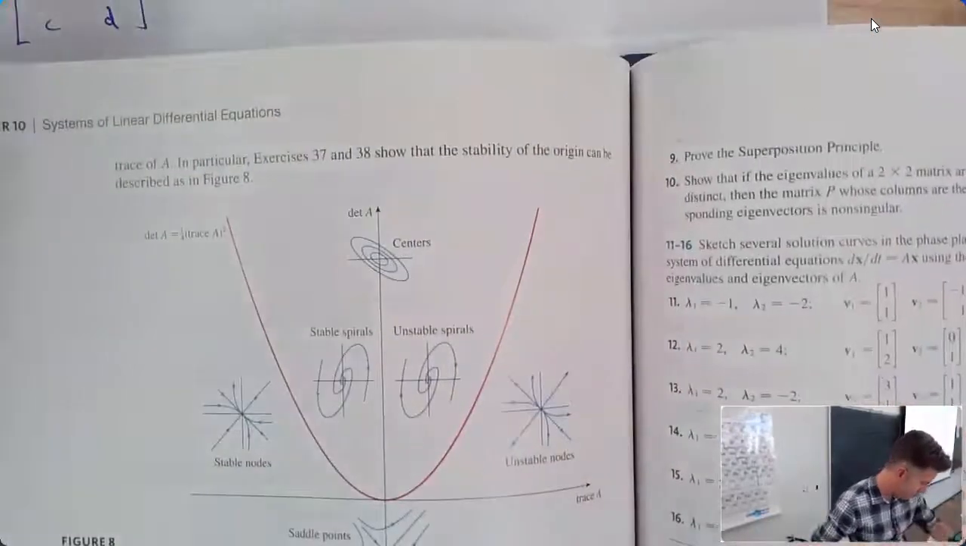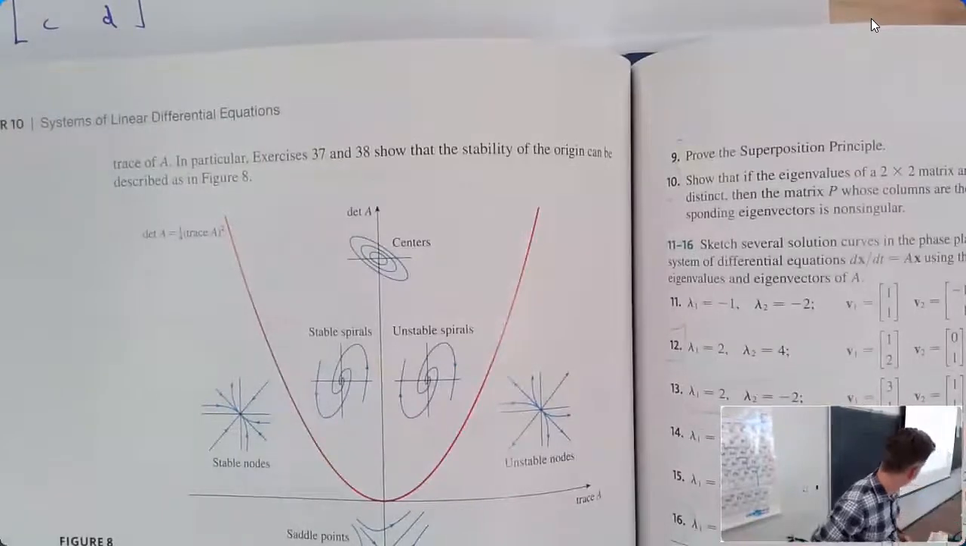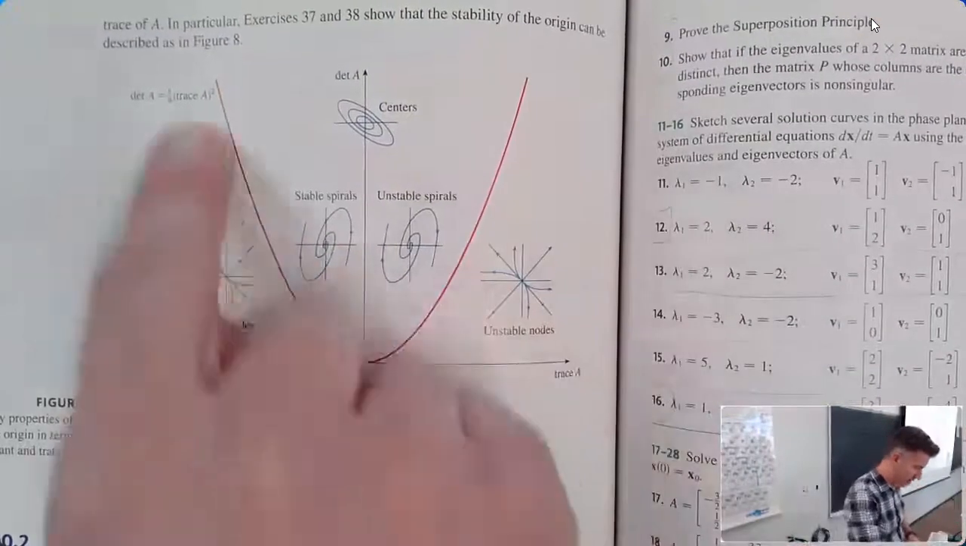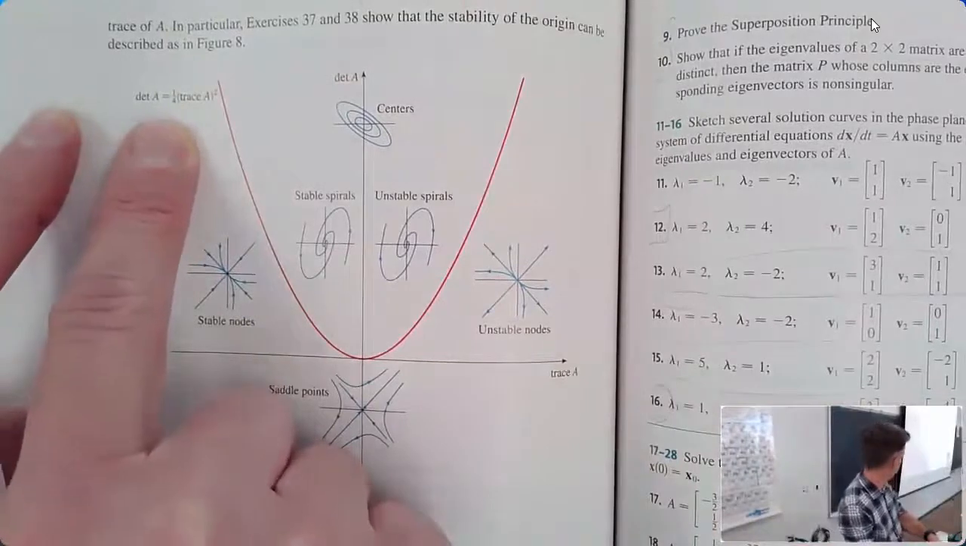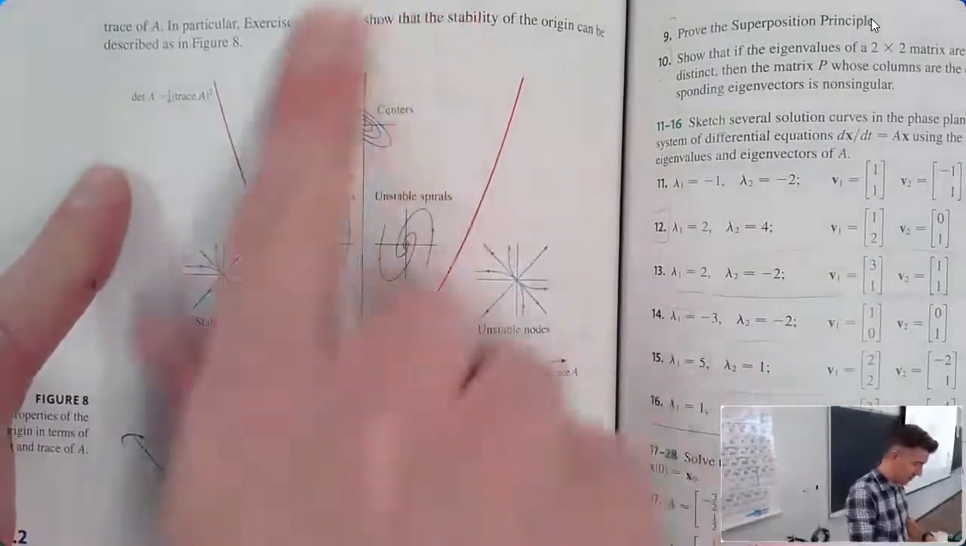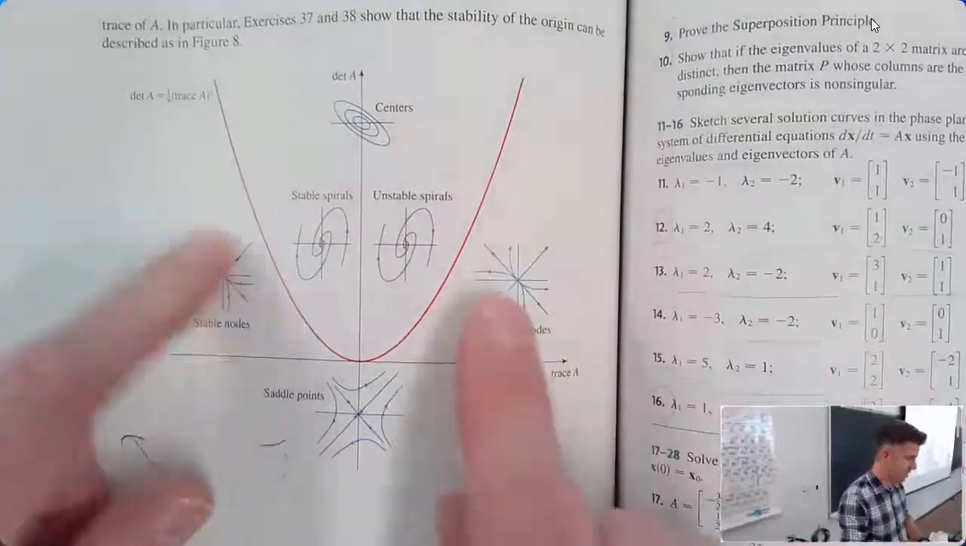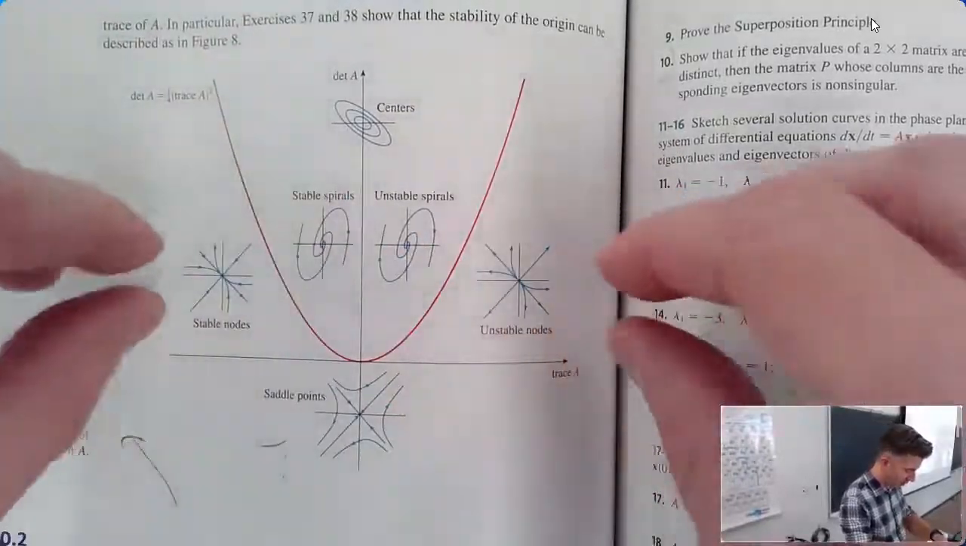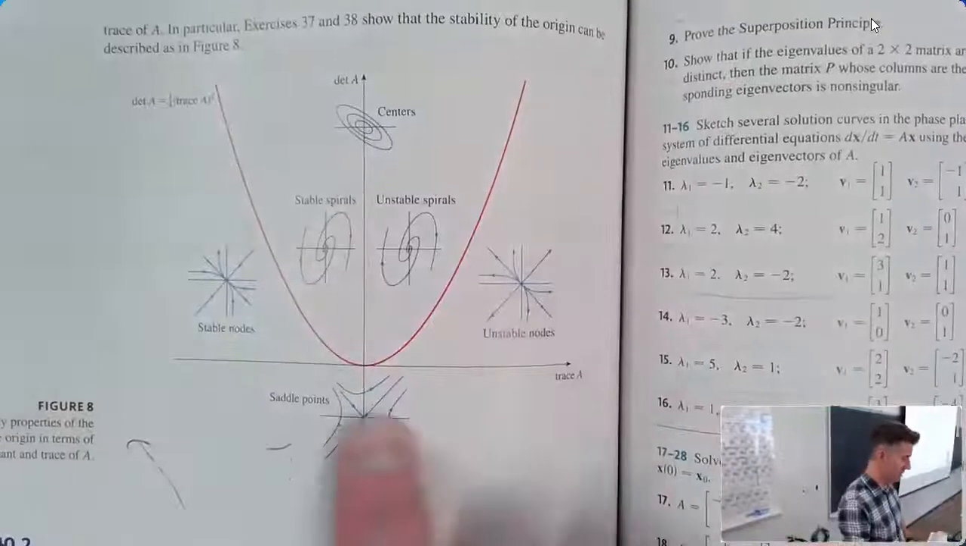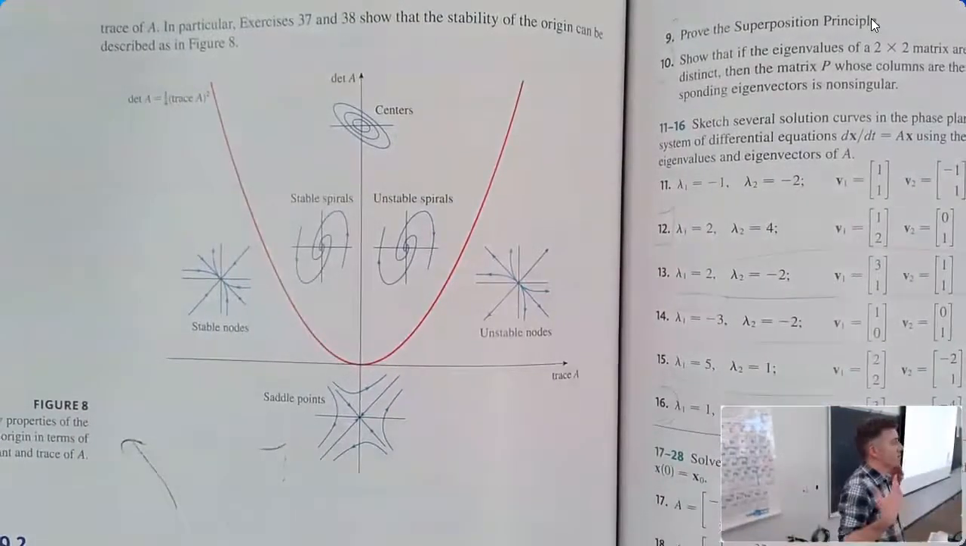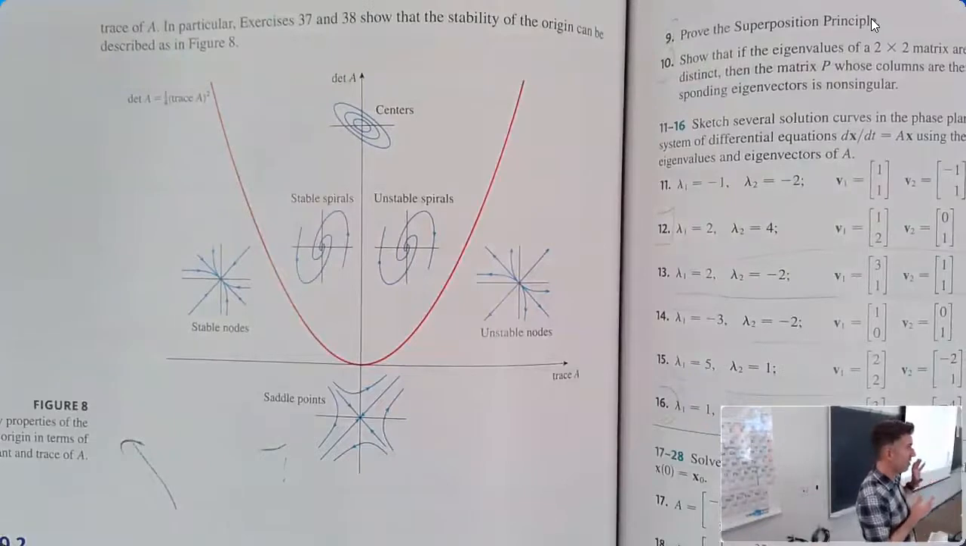So above this curve, determinant of A equal to 1/4 the trace of A squared, you have spirals. Below this curve, you have nodes, and then below the axis here, you have saddles. What this does for us is say all you really have to do is find the value of the trace and the value of the determinant. And if your determinant's positive, you have to compare sizes. But you could get away with just doing that.